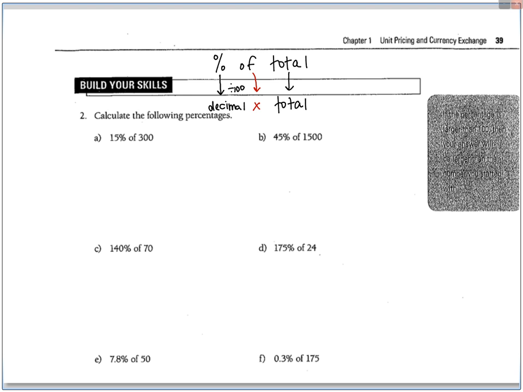So 15% of 300. So 300 is the total. You need to take 15% as a decimal. So divide by 100, you get 0.15. Of means times. And 300 goes there. So 0.15 times 300 is 45.